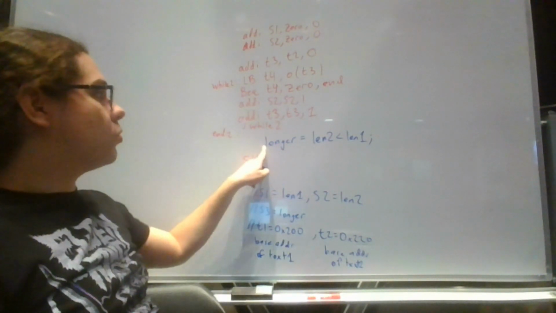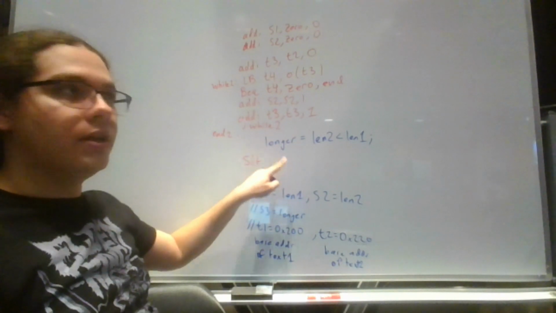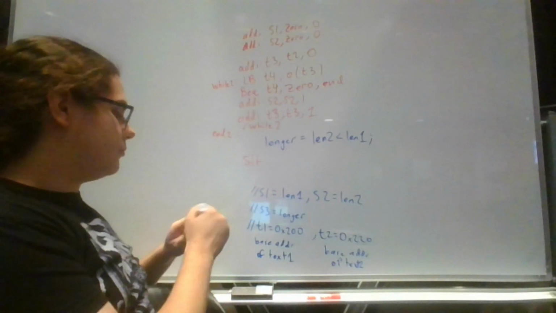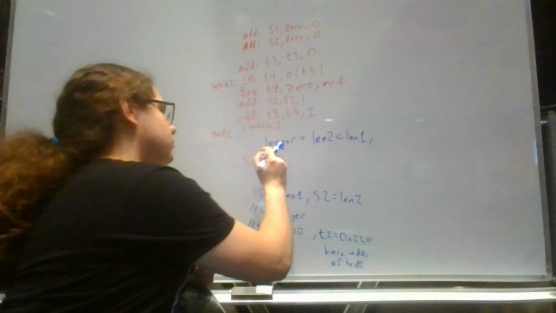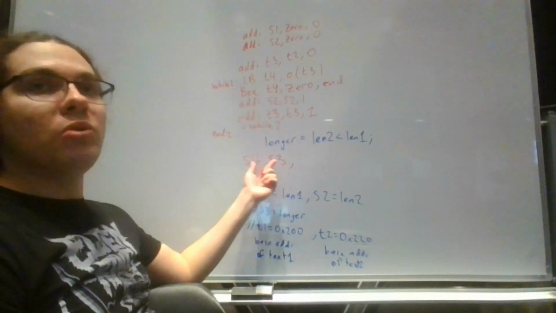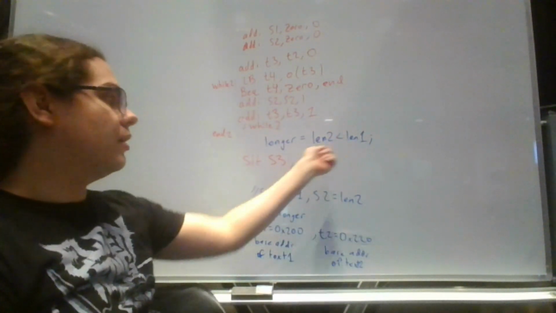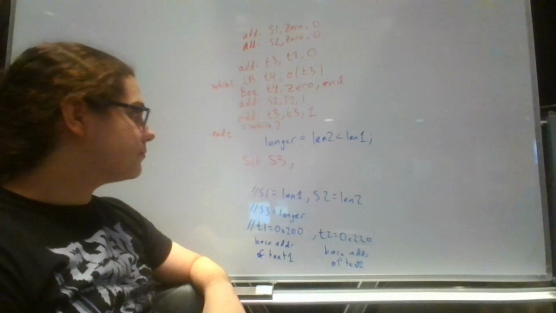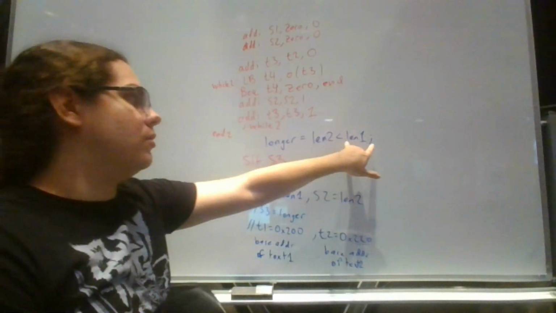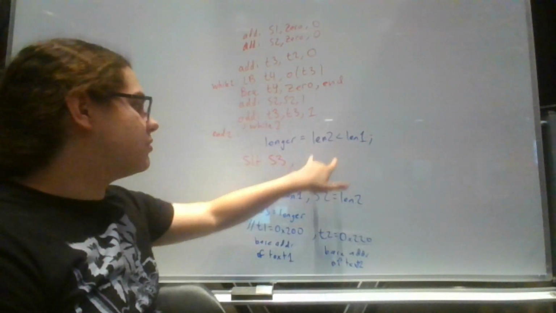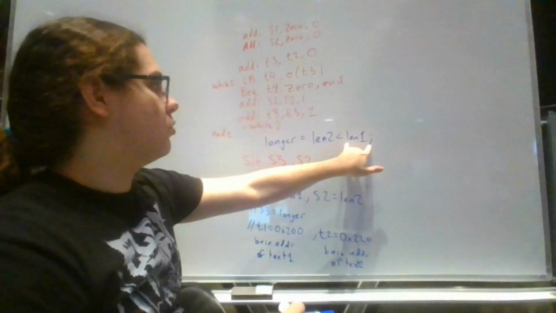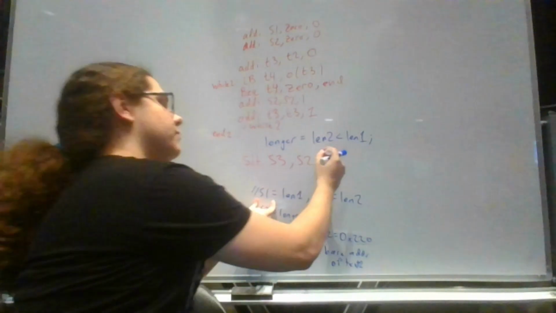So I'm going to store the result of this computation in longer. That's the destination register. And longer was S3. So S3 is going to be 1 if length 2 is smaller, and it's going to be 0 if length 2 is bigger. And then the next two things you put are going to be the actual registers that correspond to these two. So length 2 is going to go here, and that is S2. And length 1 is going to go here, and that is S1.